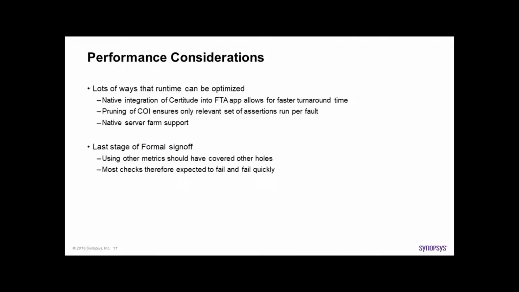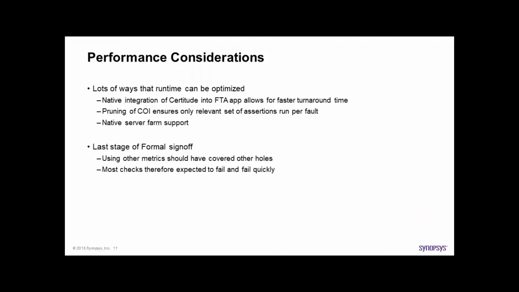It's also important to note that when we've been talking about this, I went through stages of Formal sign-off. I went through stages of running cone of influence, looking at our overconstraints. Then we looked at a Formal core, and then we came to the top of the tree, which is where we were starting to look at FTA and inserting faults in the design. Because we're at this stage, it means that using other metrics should have covered a lot of the holes in the verification. And because of that, you're expecting your assertions to fail as a result of these faults. You're not expecting to find loads and loads of holes in your verification.